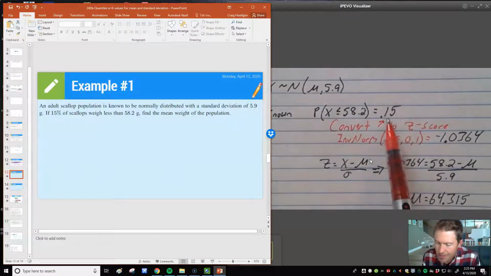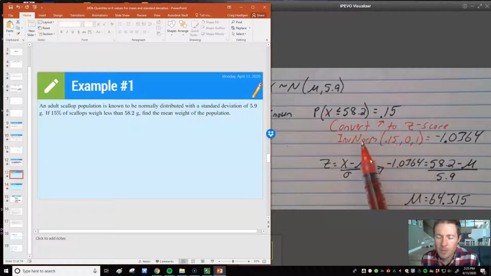You need to convert this probability to its associated z-score. What's the z-score that's associated with 15%? Okay, so you can do the inverse normal: 15%, 0.15, 0, 1. Remember, that's always for z, the mean 0, always the standard deviation 1. And it tells me that the z-score is that.